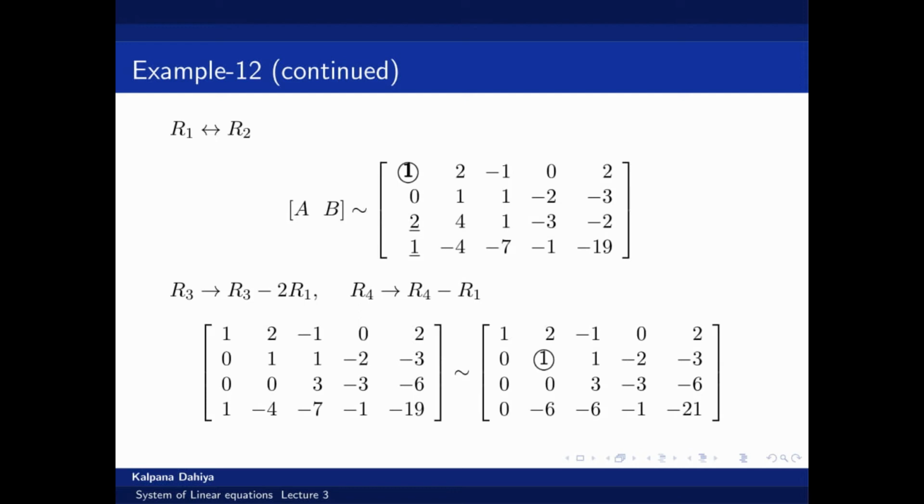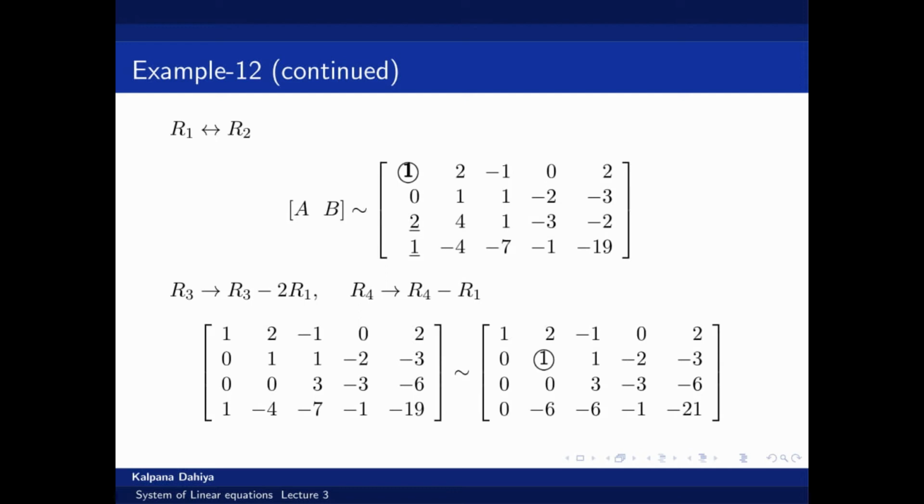Now using this 1, I will reduce all the entries in the first column to 0. For this, I am applying the following operations. Change the third row to third row minus 2 times the first row, and for the fourth row we change R4, that is the fourth row, to the fourth row minus the first row. I am not applying any operation on the second row because its entry is already 0.